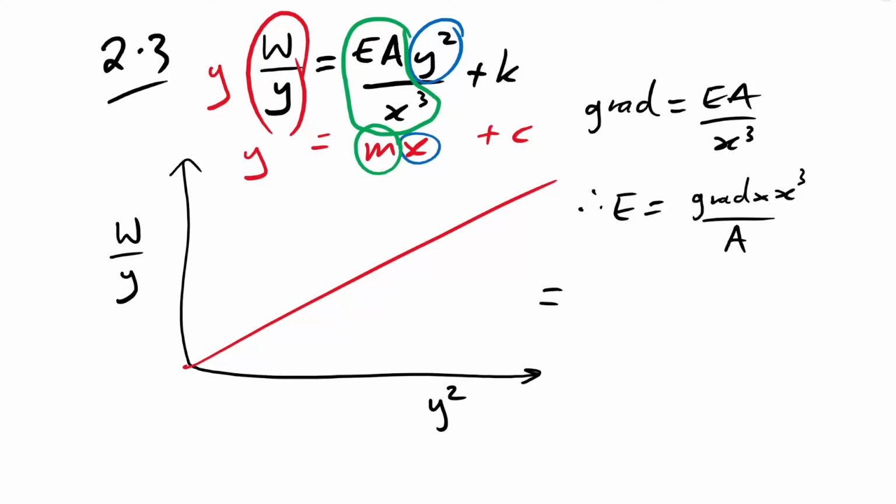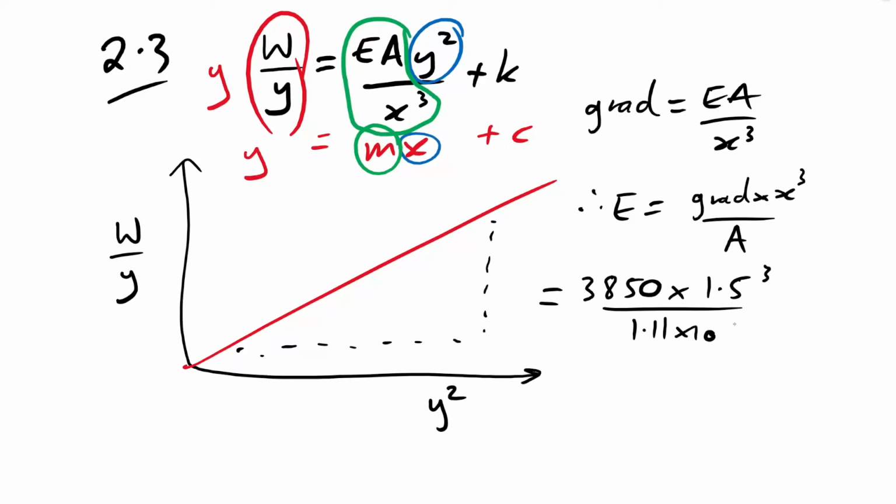So what are we going to say our gradient is? Draw yourself a line of best fit. Make sure that you use a big old triangle, not a small triangle. I'm going to have a gradient of about 3,850. Times that by, what was x? 1.5 cubed, divided by the cross-sectional area of 1.11 times 10 to the minus 7. And that gives us a fairly normal order of magnitude for a Young modulus. I'm going to say 1.17 times 10 to the 11, and the unit of course is pascals.